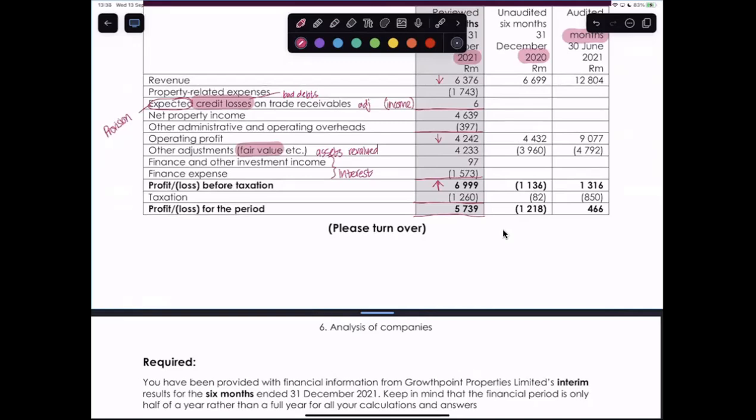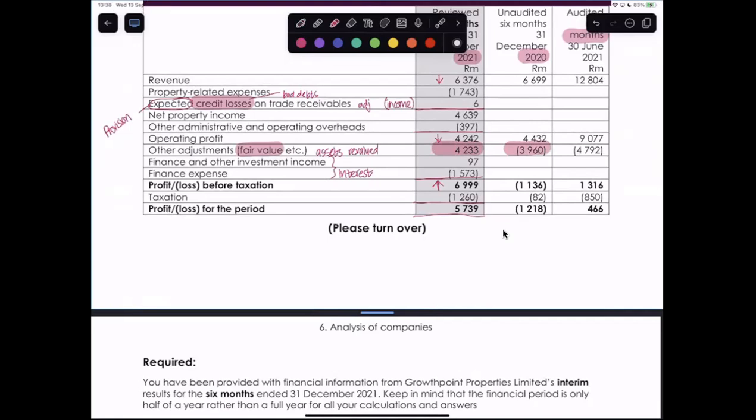So you want to then go and have a look above and see what might be the reason for that. If you look up, can you see that that is the amount that changed hugely? And that would be the reason for it. And that is your fair value adjustment.